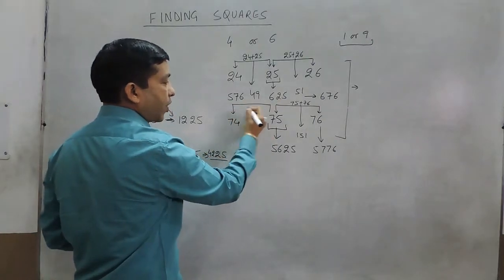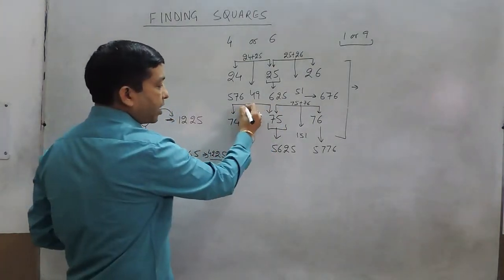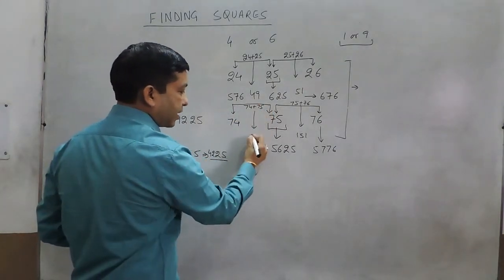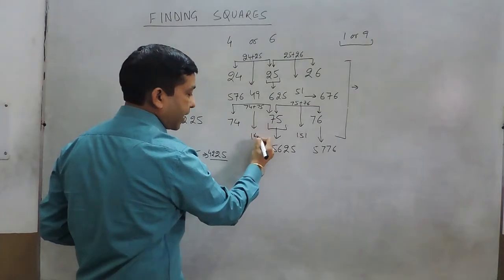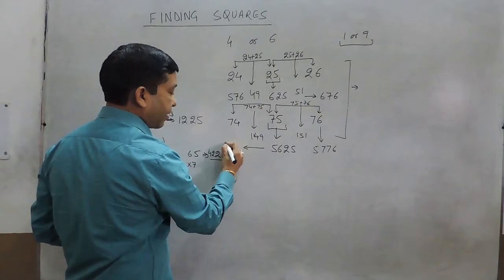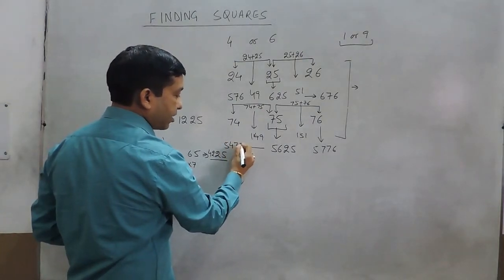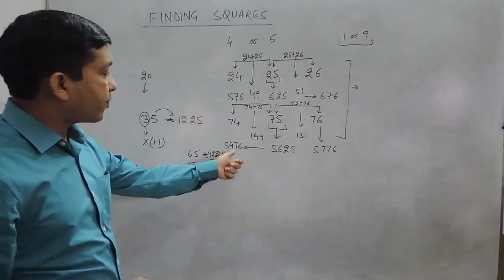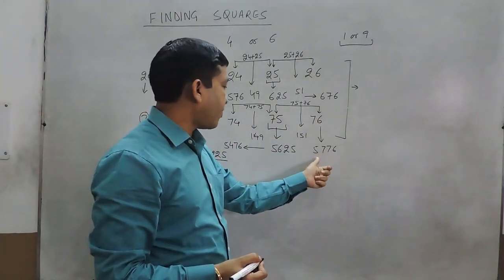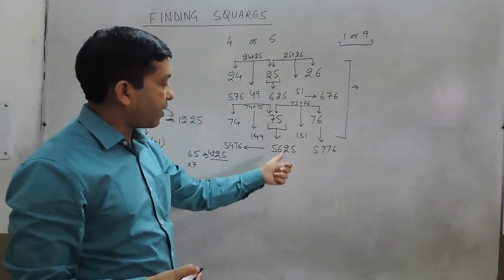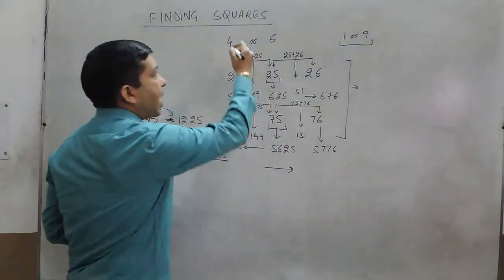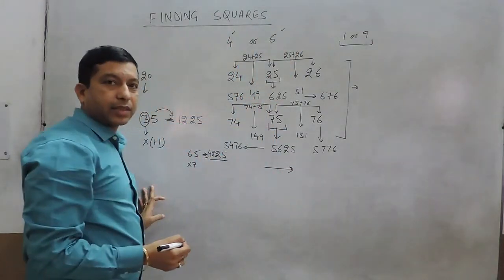Same way, if you want to find the square of 74, the difference between the squares of 74 and 75 is 74 plus 75, that means a total of 149. And when we subtract 149 from 5625, it becomes 5476. So the square of 74 is 5476, the square of 76 is 5776, and the square of 75 is 5625. In this way we can find the square of all the numbers having 4 or 6 at the units place. Thank you.